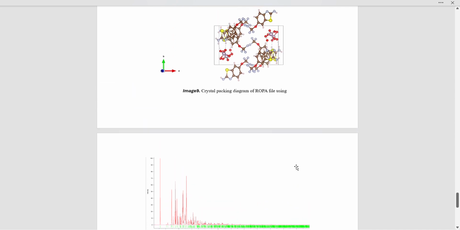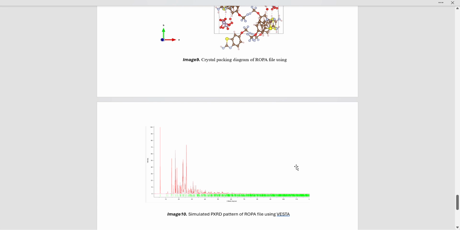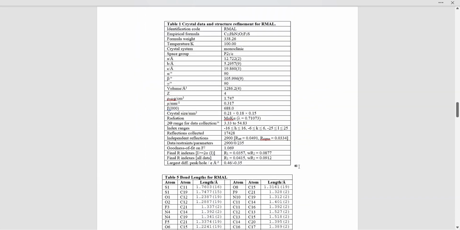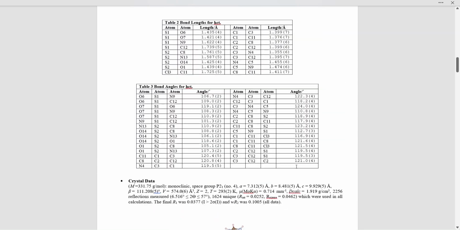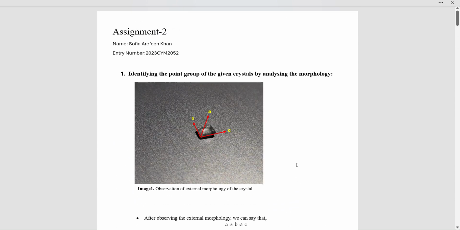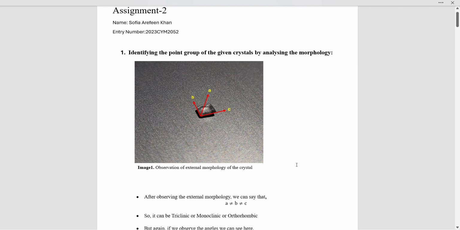So this was our assignment where we tried to determine the point group of a crystal by just observing it externally, and where we performed structure solution and refinement using OLEX2, generation of the crystal packing diagram, and simulation of the powder XRD pattern using VESTA software.